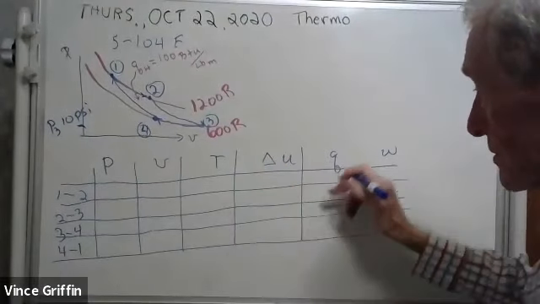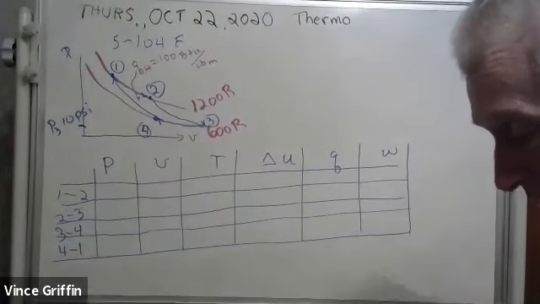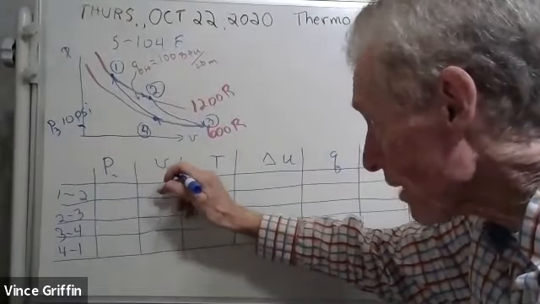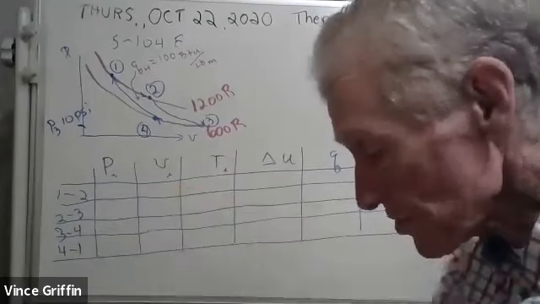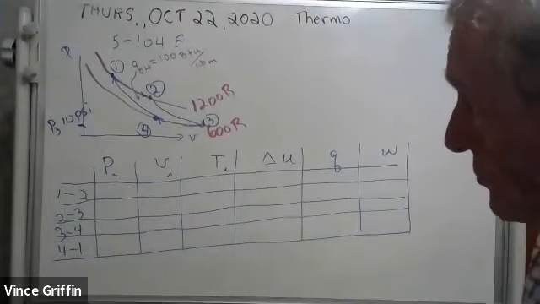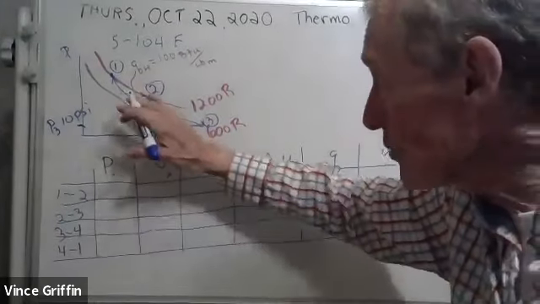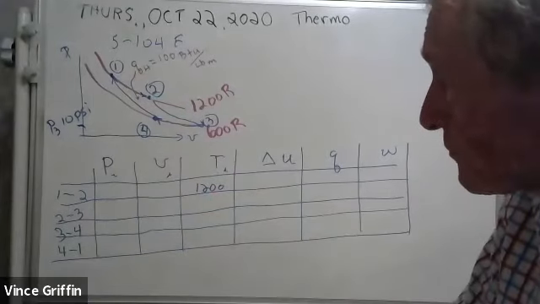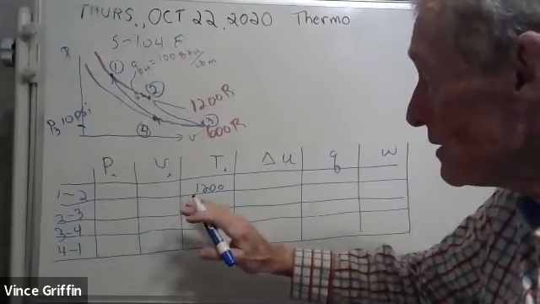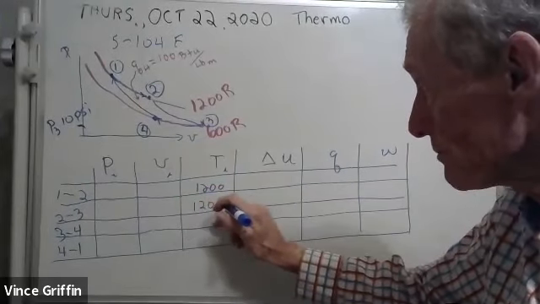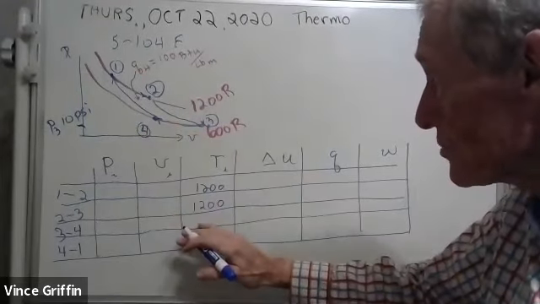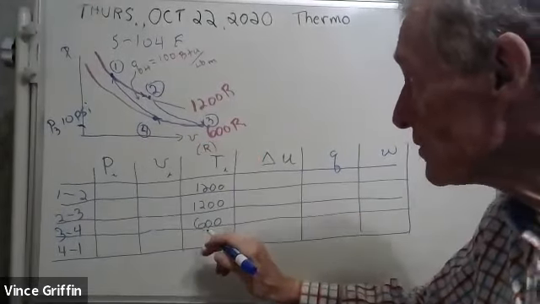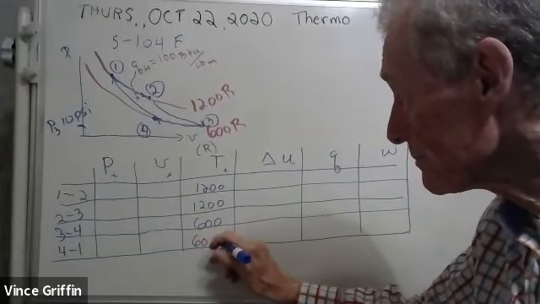We're going to fill in each one of these boxes. Now we already know some of this stuff. What I'm going to put in here is the initial amounts. Put a little I there. Those are the initial properties when you're starting your process. When you go from 1 to 2, at state 1, the temperature is 1200 Rankine. That's the initial temperature. When you go from 2 to 3, the initial temperature is still 1200 Rankine, isn't it? When you go from 3 to 4, the initial temperature is 600 Rankine. So you can put Rankine in here. And then when you go from 4 to 1, the initial temperature is 600 Rankine.